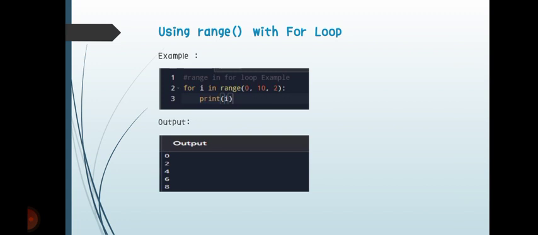It has to move for 2 steps, so it won't print the 1, then it will move to 2, and it will check the condition. If the condition becomes false, then it will stop. It will print 0, 2, 4, 6 and 8, but it won't print 10, because we know that the stop range will always be stop minus 1. So here 10 minus 1 is 9, so it will stop at the 8 only.